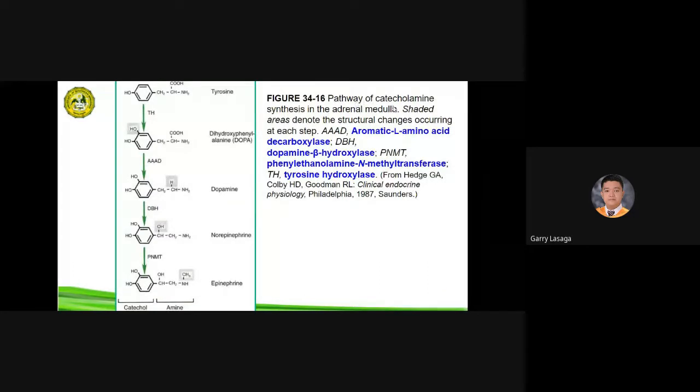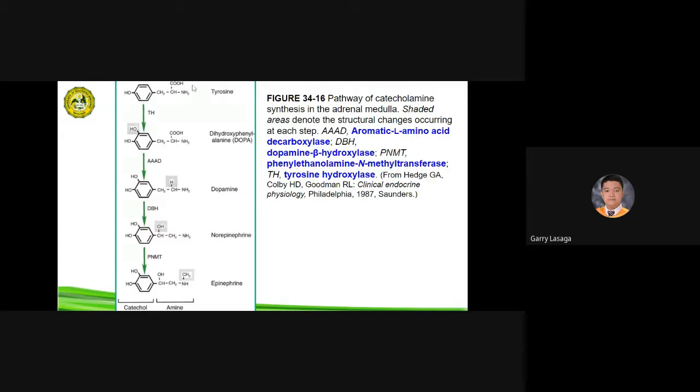So this is the pathway whereby the catecholamines are being synthesized in the adrenal medulla. So it all starts with the amino acid tyrosine. So tyrosine here will be acted upon by an enzyme known as tyrosine hydroxylase to form DOPA. DOPA will be acted upon by AAD, an enzyme, to form dopamine. Dopamine again will be acted upon by DBH to form norepinephrine, and norepinephrine will again form epinephrine.